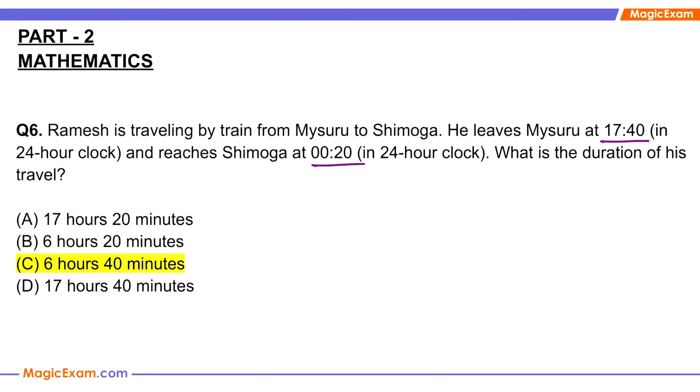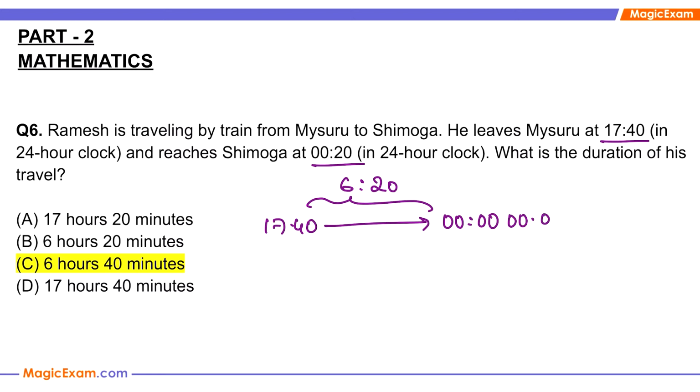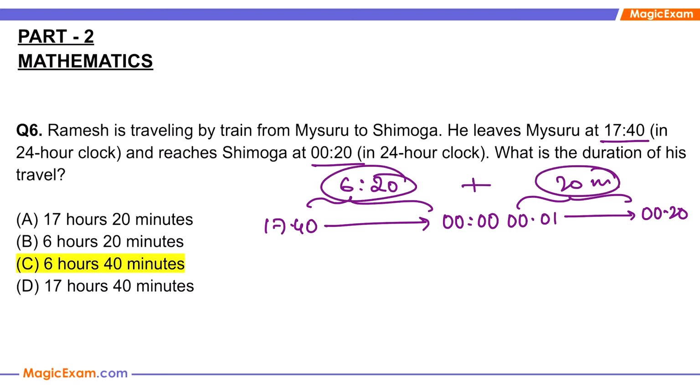Start with the starting time, that is 1740. Now this train would have traveled all the way till midnight, which is 0000. So this is 6 hours 20 minutes, and it would have continued after 0001, that is 12:01, and reached Shimoga at 0020. So this is 20 minutes. Now if we add this 6 hours 20 minutes and 20 minutes, we'll get the answer, which is 6 hours 40 minutes.